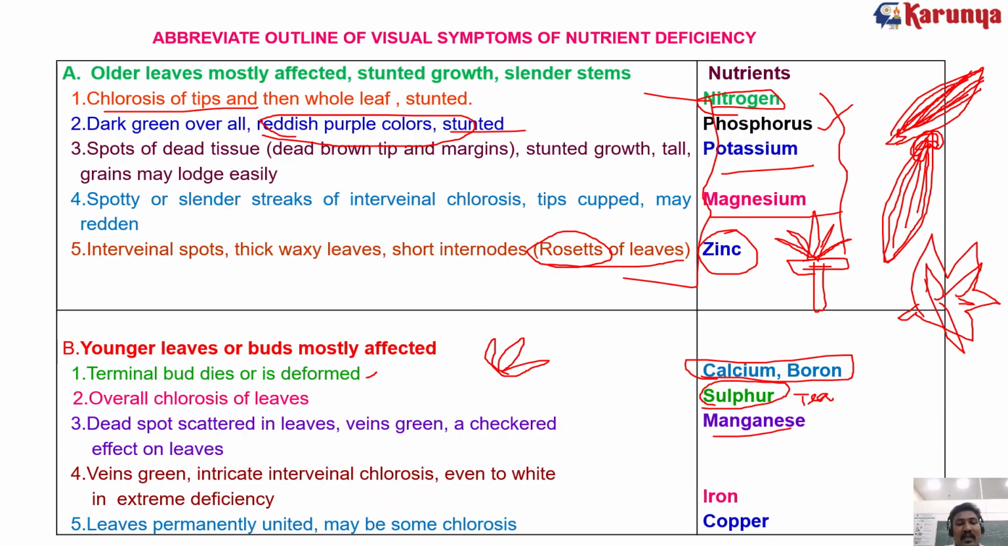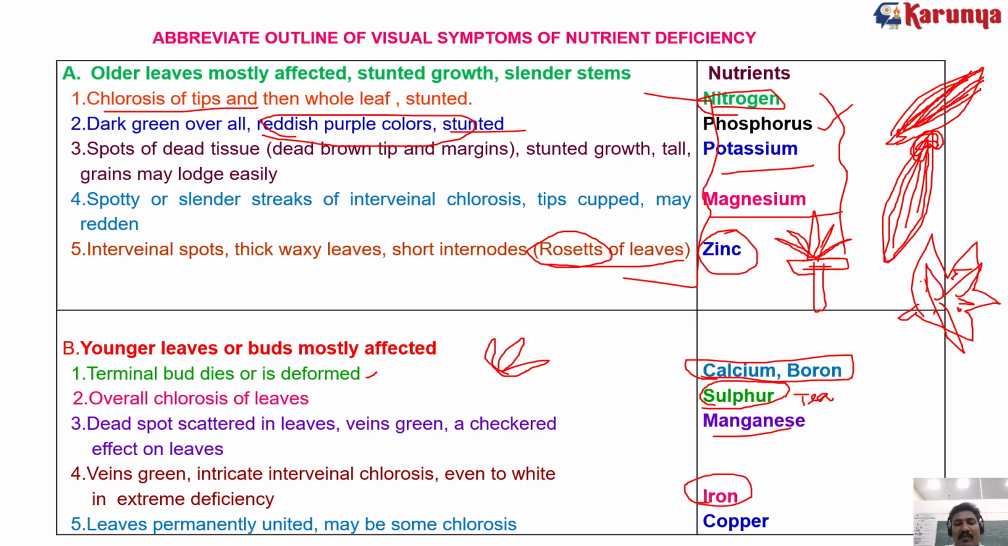And manganese: dead spots scattered in leaves. The spots will appear. Dead spots will be present in the entire leaves, with veins alone remaining green in color. It also produces deficiency symptoms in a variety of plants, manganese.